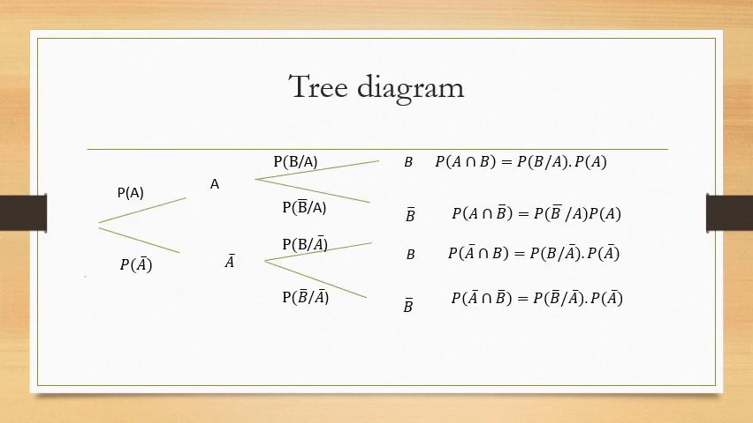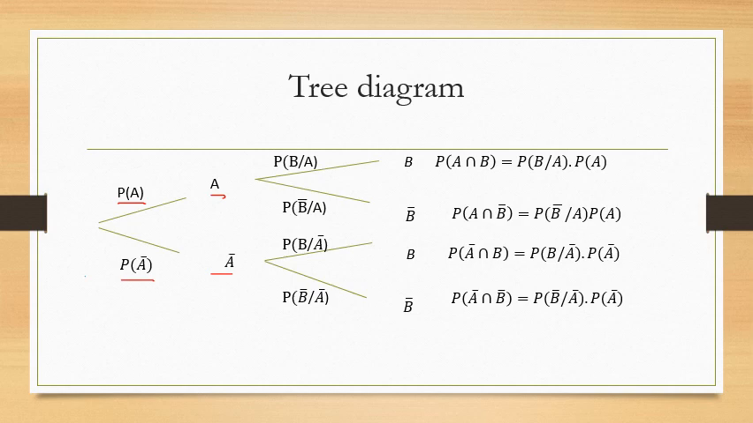Now, tree diagram. Now we can represent some probability problems using a tree diagram. The sample space can be divided into two reduced sample spaces A and A bar, and these two sample spaces can have probabilities, so we're going to represent them by two branches. The first branch, probability of A for the event A, probability of A bar for the event A bar.